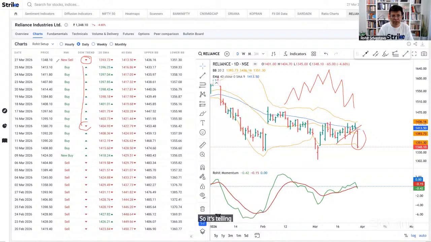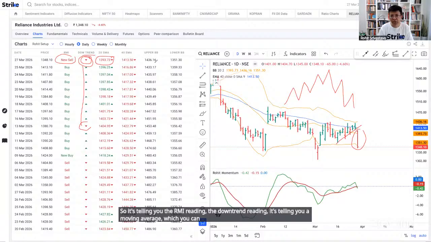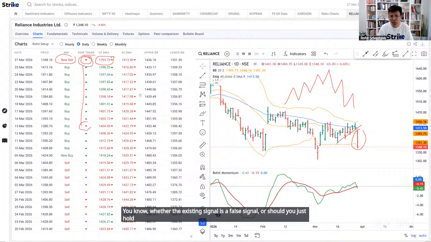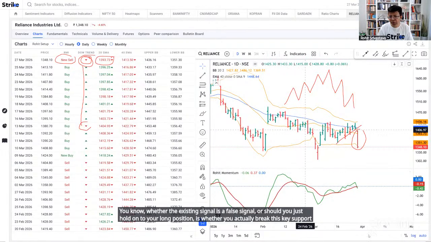So it's telling you the RMI reading, the Dow trend reading, and a moving average, which you can use to confirm whether the RMI signal is an extension or not, just what we just talked about. Whether the existing signal is a false signal or you should just hold on to your long position depends on whether you actually break this key support. So that's what we call the Rohit trade setup, this combination of things.